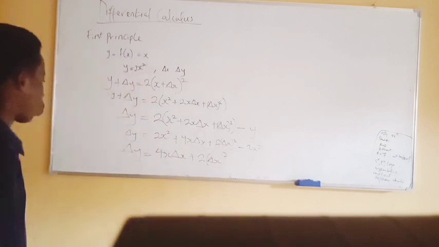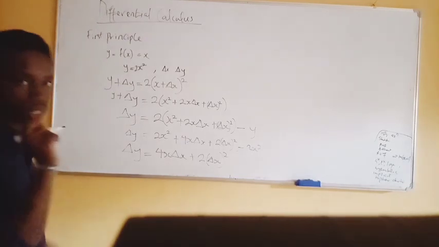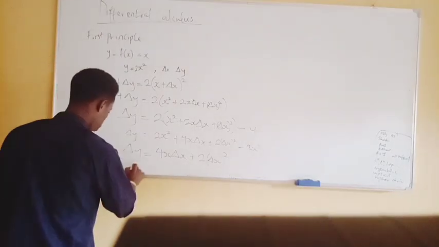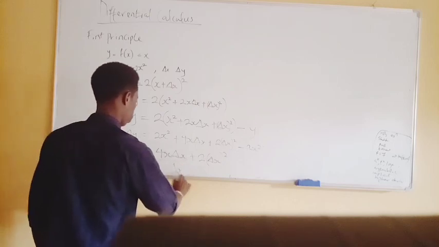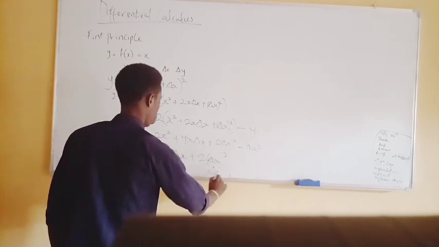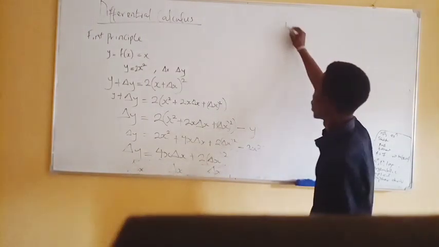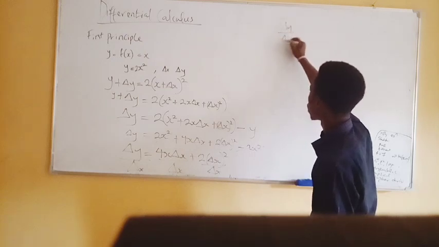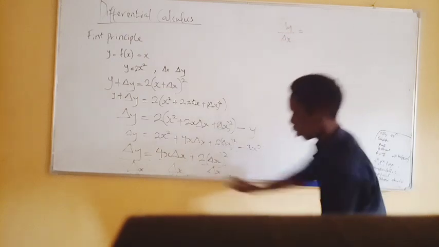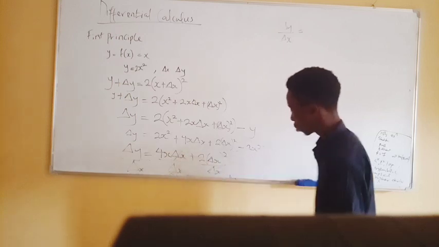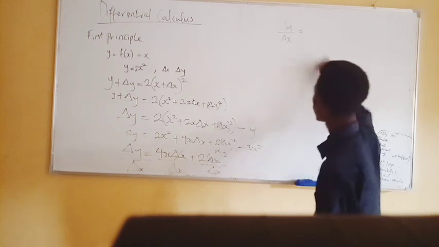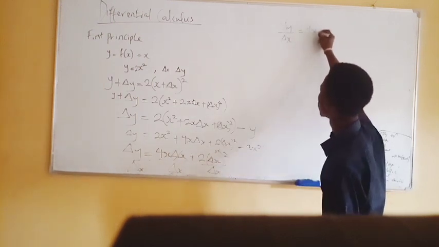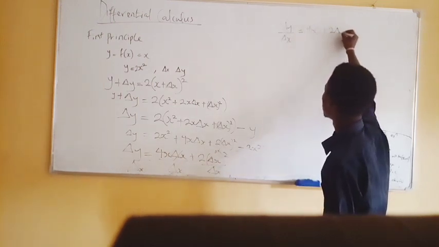Now, we can divide both sides by delta x. This will give us delta y over delta x being, delta x cancels itself here, and it cancels here. So that gives us 4x plus 2 delta x.